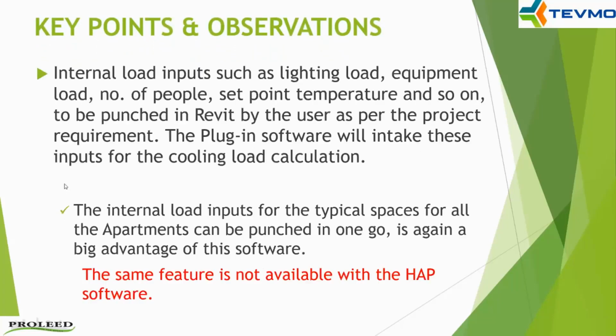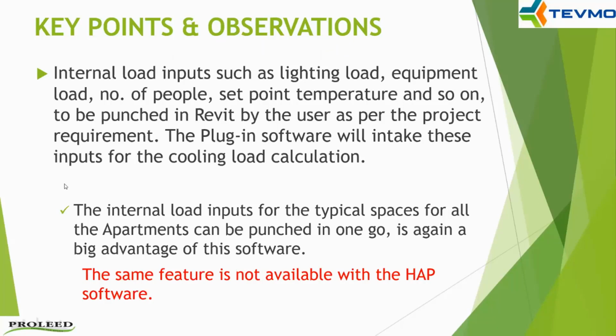Again, another key point I have observed during the run is the internal load inputs such as lighting load, equipment load, number of people, set point temperature, basically the characteristics of the room, internal loads. So in Revit, we need to punch in these numbers as normally we do in HAP. But what is the advantage I have found is we can punch the internal load inputs for all the typical spaces for all the apartments in one go. It's a big advantage of the software.